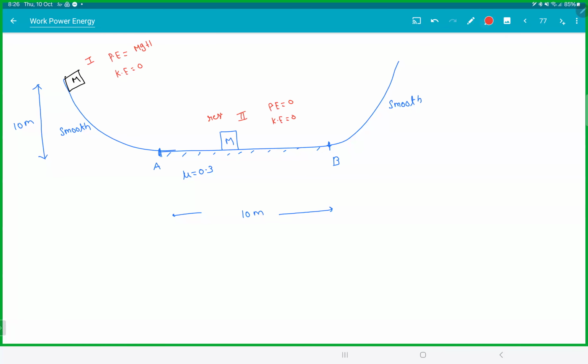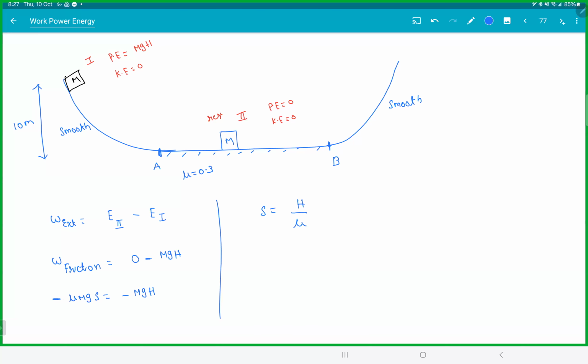Now there is friction here. Work done by friction is not 0. So we know work done by external force is E final, that is E state 2, minus E initial. Who is the external force here? The work done by external force is friction only. So work done by friction is E final 0 minus E initial mgh, and work done by friction is minus mu mg into S. So from here we get S equal to h by mu.